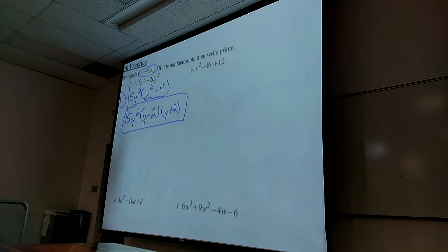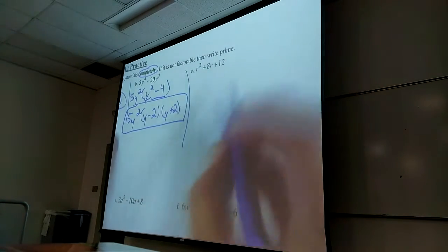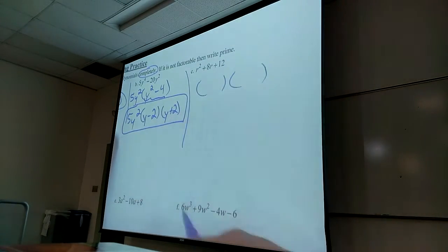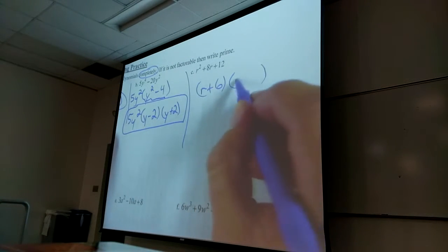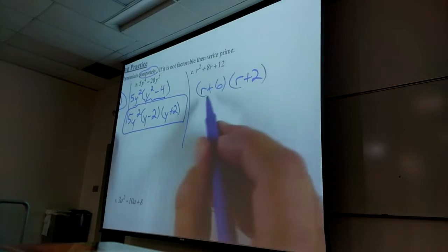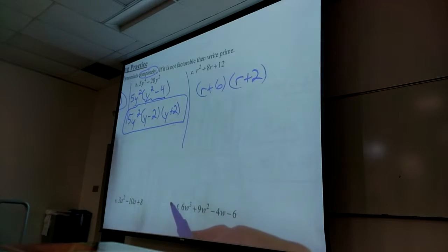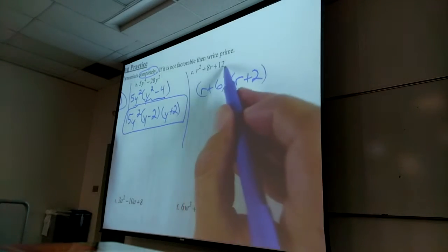And then I gave you this guy. What about this guy here? Yeah, r plus 6. Or r plus 2, r plus 6, it doesn't matter. Because 6 and 2 add to be 8 and multiply to be 12.